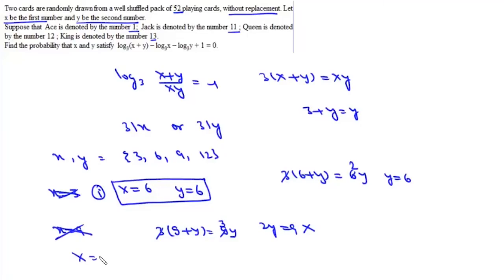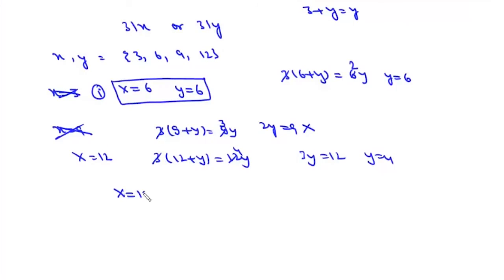And finally we have x equals 12. Now if we put x as 12, it will be 3 into 12 plus y equals 12y. Now this is 4. So we'll get 3y equals 12. Value of y is 4. So we get our second case when x is 12 and y is 4.